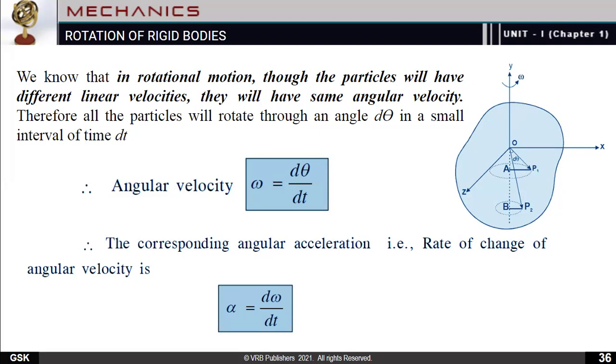So here we come to the basic definition, that is, angular velocity omega can be written as d theta by dt. Corresponding to this, the angular acceleration, we know the alpha value, that is alpha is equal to the rate of change of angular velocity, that is d omega by dt.